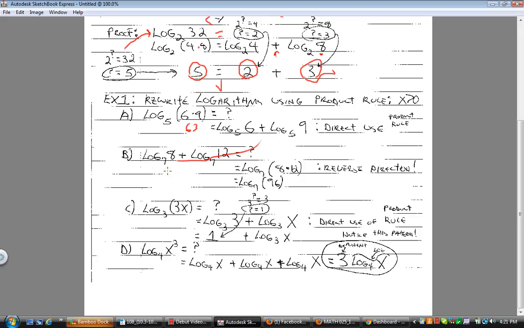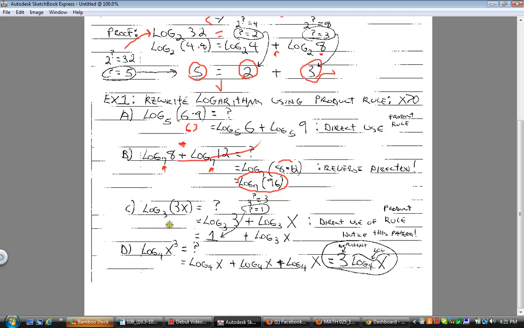So you look at this, a couple of things you got to remember. You must have the same base, which we do, must have a plus sign, which we have, and therefore I can compress it back into the log base 7, and the result is the product of 8 times 12. 8 times 12, which is 96, and that would be your answer there. Notice in my notes I say reverse direction. Now these examples are not too bad. It's just kind of recognizing them and just applying the product rule here.